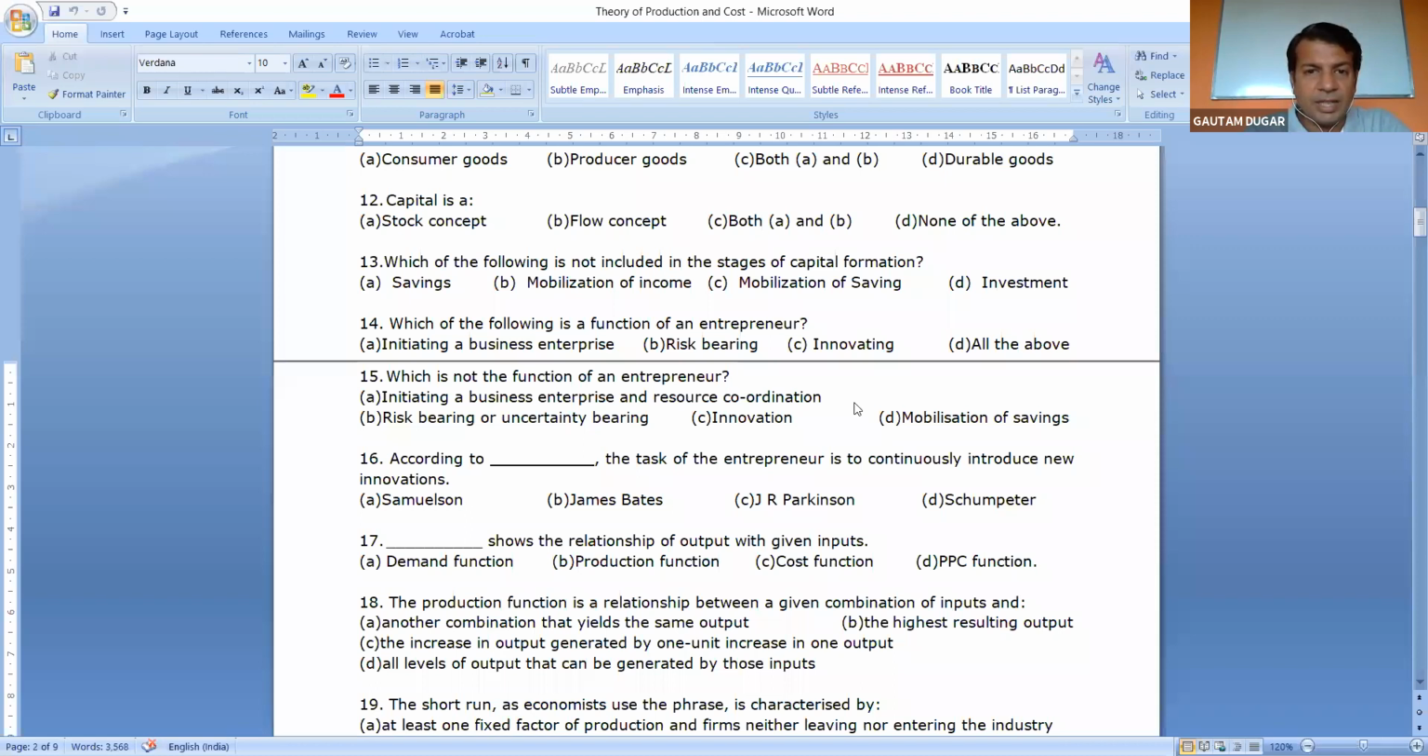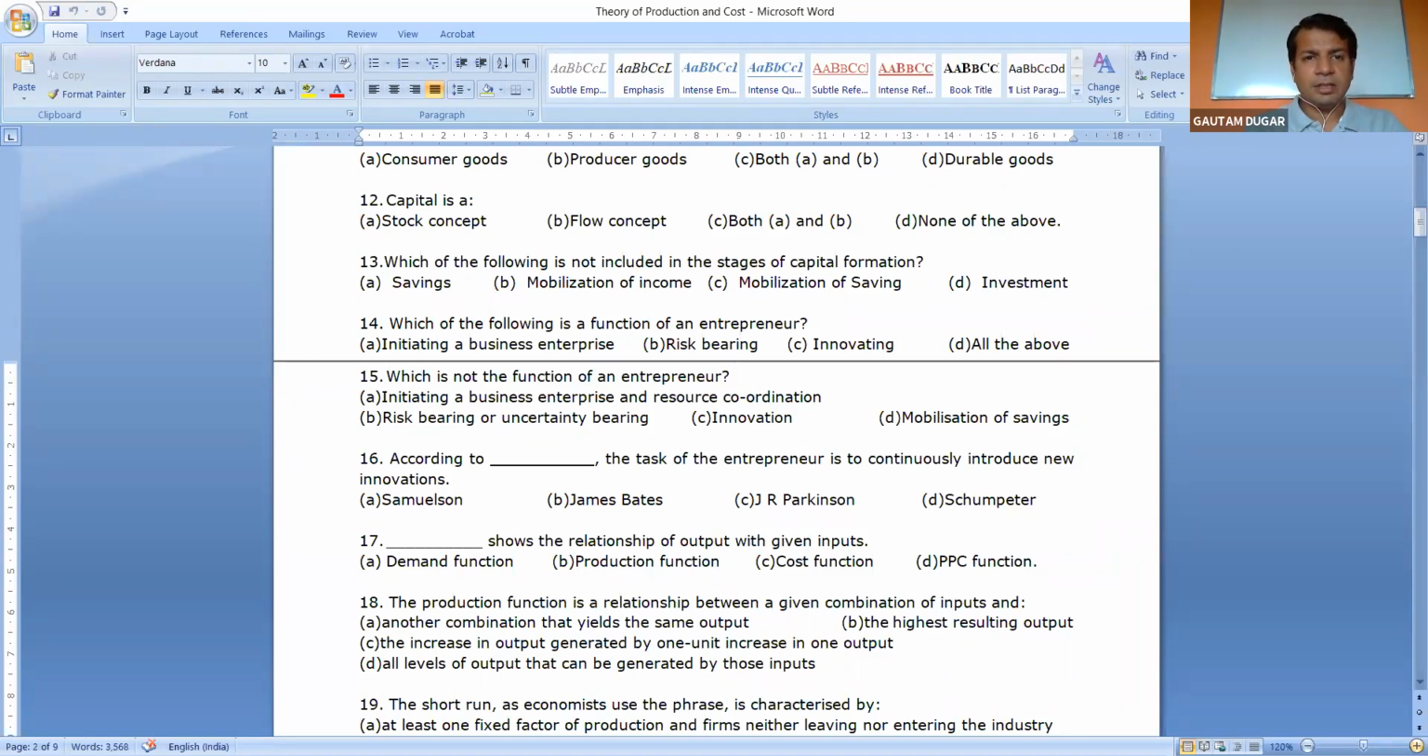Next, number 14. Which of the following is a function of entrepreneur? Obviously, D is correct answer. Vidushi, that's right. All of the above. Initiating a present enterprise, risk bearing, and innovation. All other functions of entrepreneur. That's right. Which of the following is not the function? Number 15. Not the function of entrepreneur.